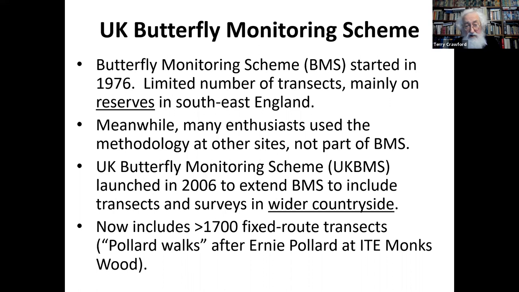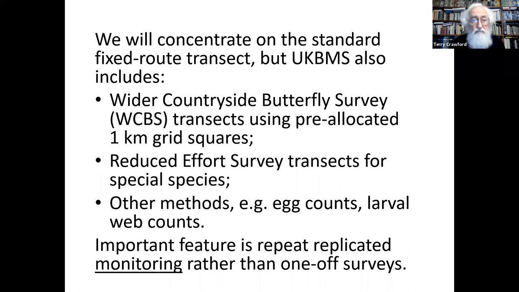He worked at ITE Monkswood, which was a research station near Huntingdon, and it was in woodland called Monkswood. Ernie developed the transect there. He was interested in the butterflies in the woodland, particularly the black hairstreak. It was the classic site for that butterfly. So even if you're already a transect walker, you'll probably be interested to see what the new website looks like.